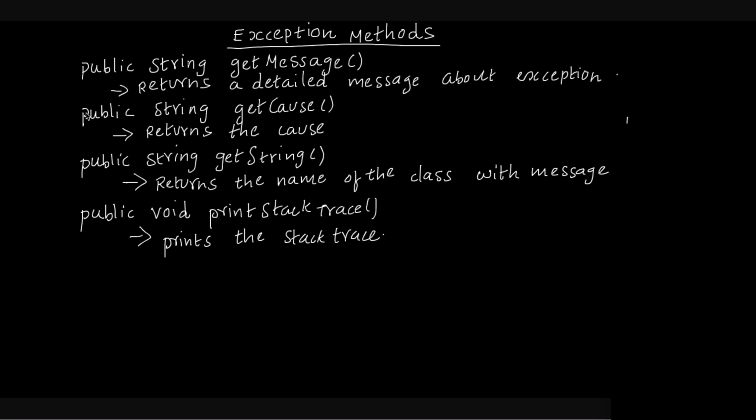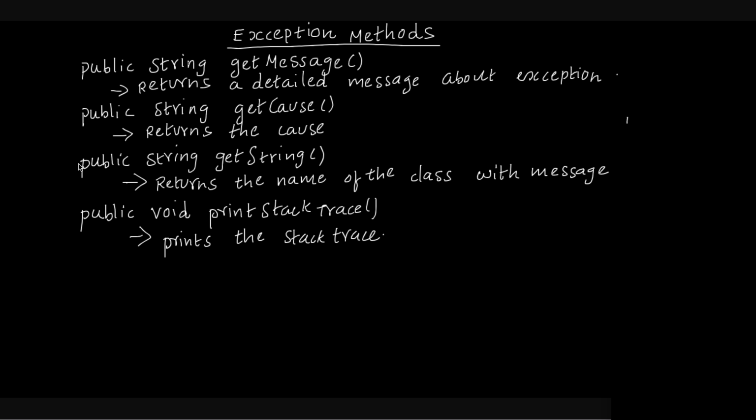And the second method is public String getCause. This method returns the actual cause of the exception. Suppose you are trying to add an element at the fifth index, but the actual array size is 3, then an ArrayIndexOutOfBoundsException would be thrown. At that point, it will explain the cause of the exception. This is very useful for debugging purposes.